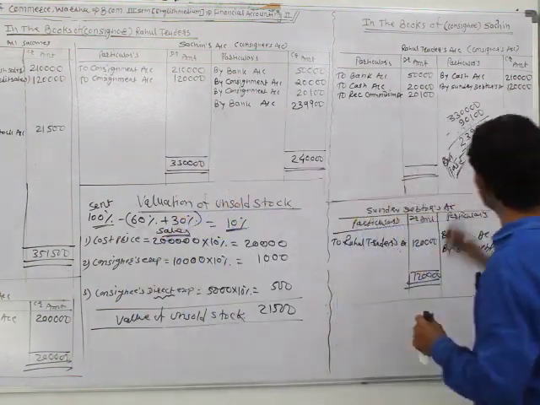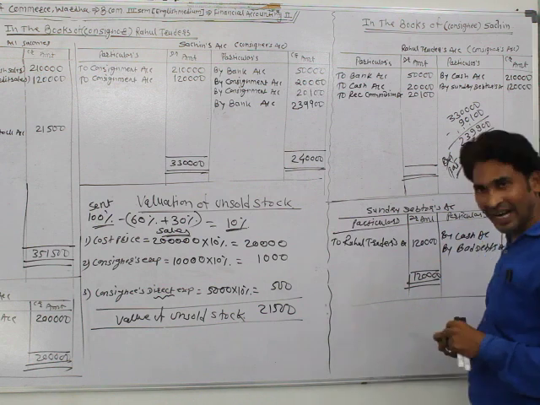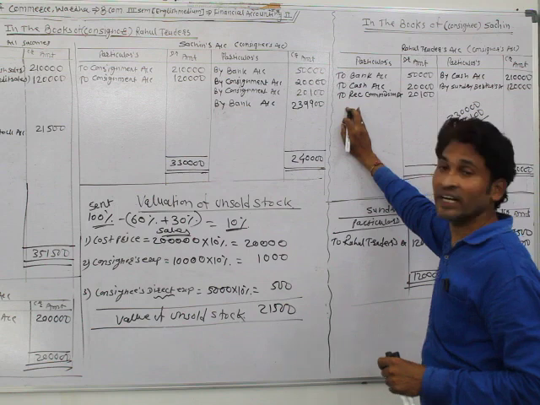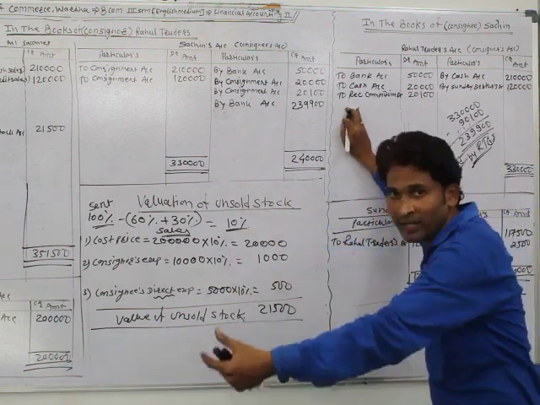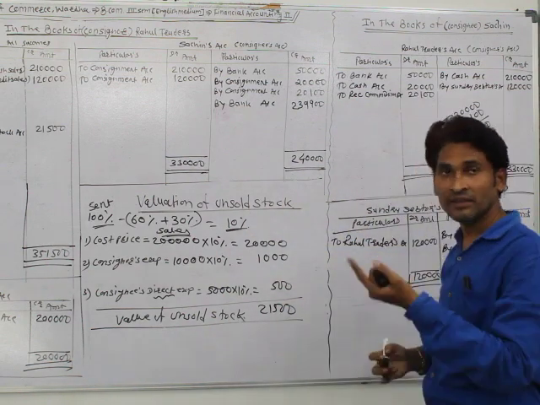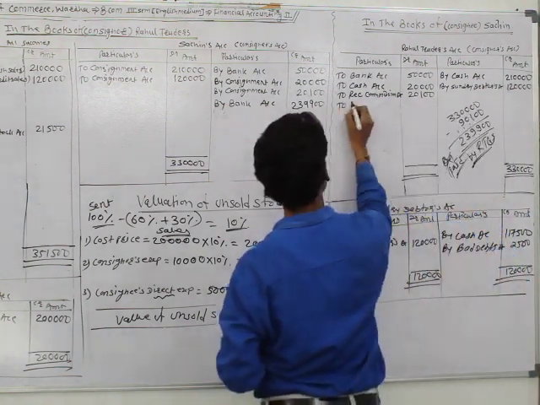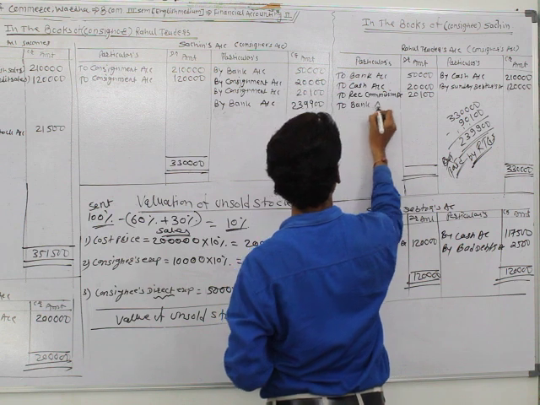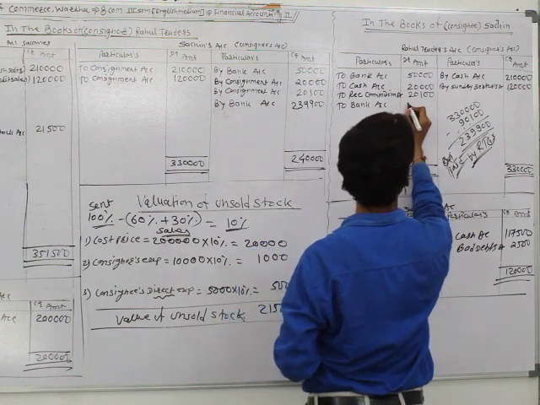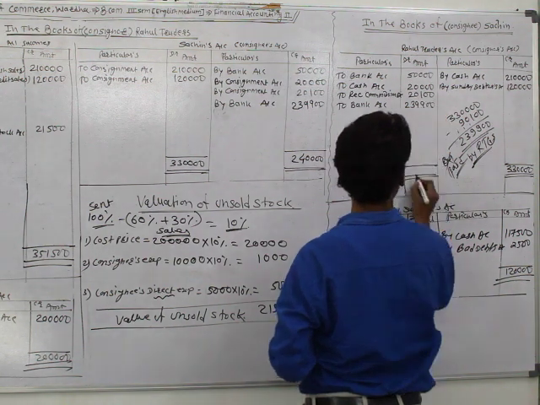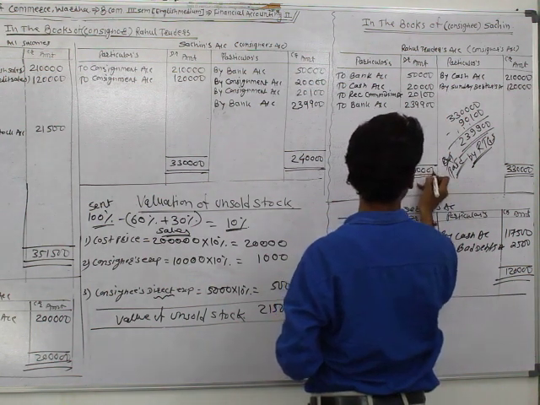Now, the amount was paid through RTGS, so Sachin passes the journal entry: Rahul Traders account debit, because he paid the amount to Rahul Traders, and the amount goes from the bank, so bank account credit, rupees 2,39,900, and the account is closed.